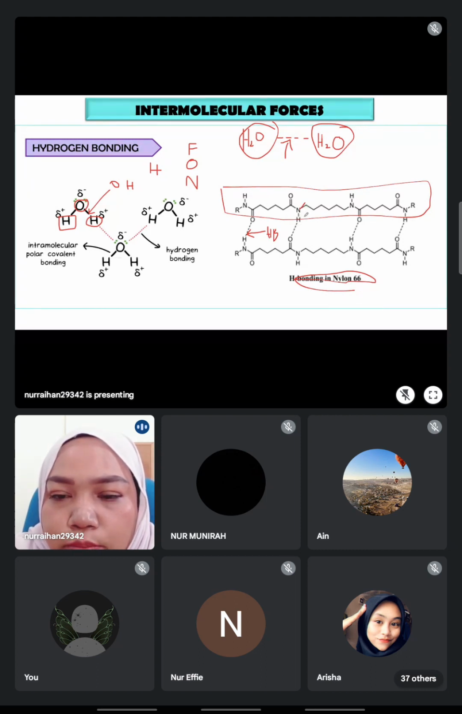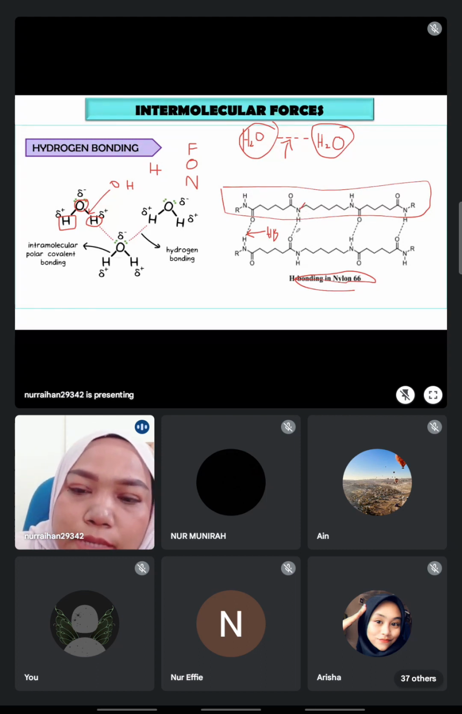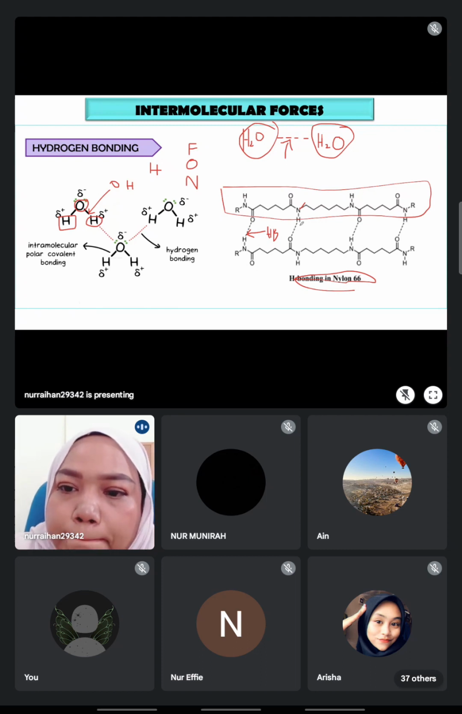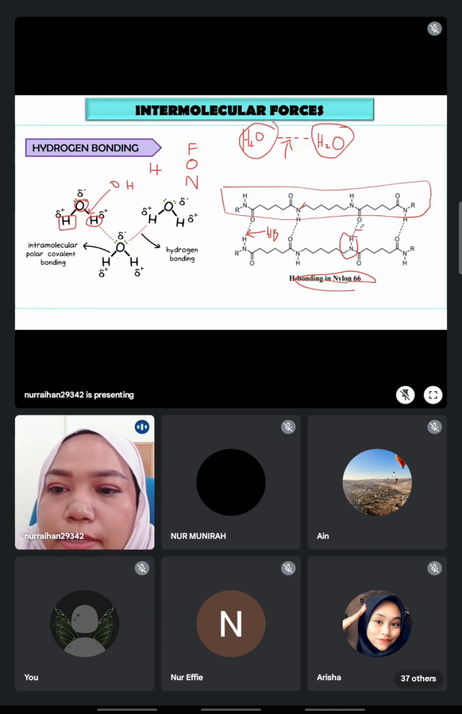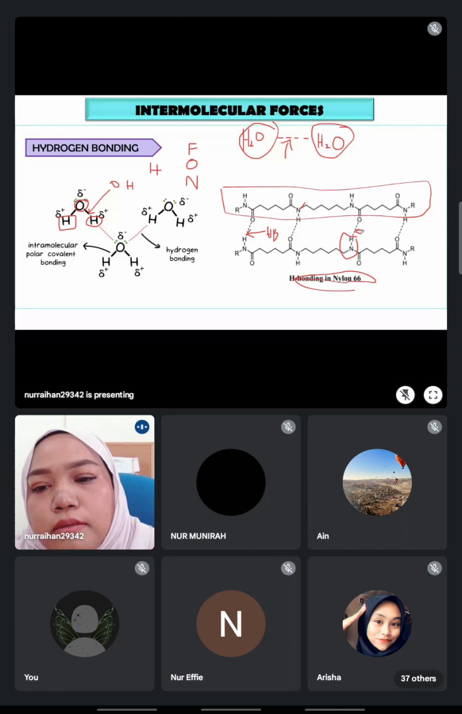Ini dipanggil sebagai covalent bonding. Antara ni yang dipanggil sebagai hydrogen bonding. Okay. Contohnya macam yang ni. This one dipanggil sebagai covalent bonding. Okay. Tapi this one dipanggil sebagai hydrogen bonding. Okay.